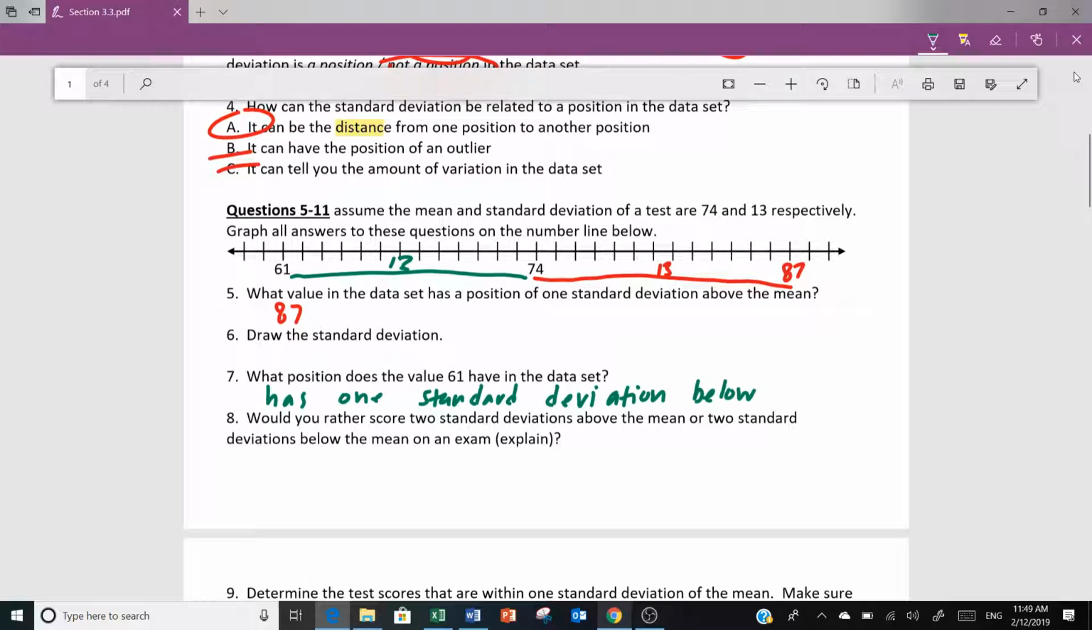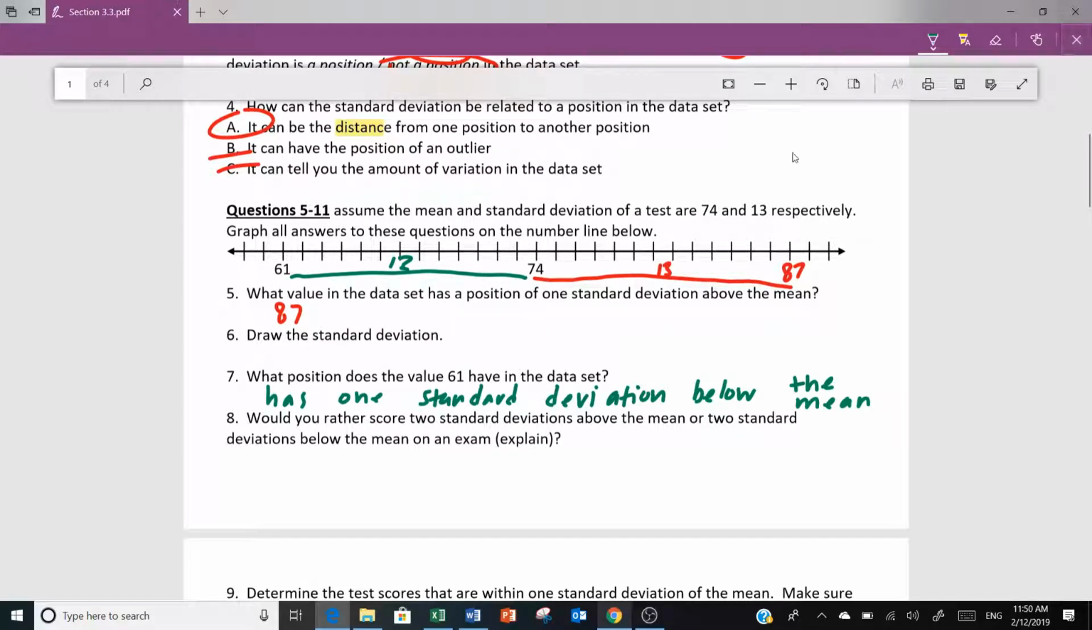Below what? The mean. You have to make sure to use the mean because otherwise, what is it below? The mean is one standard deviation below 87, but 61 is one standard deviation below the mean. So we have to be very specific.